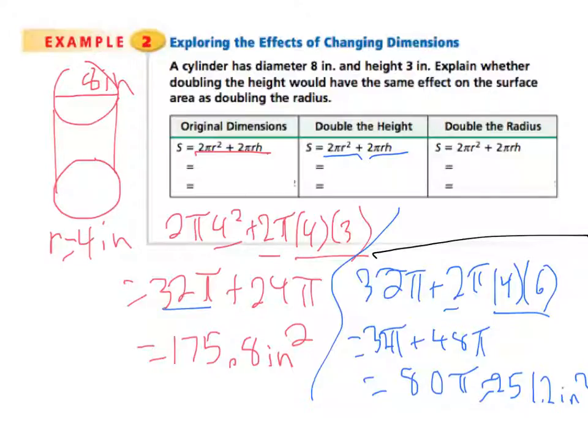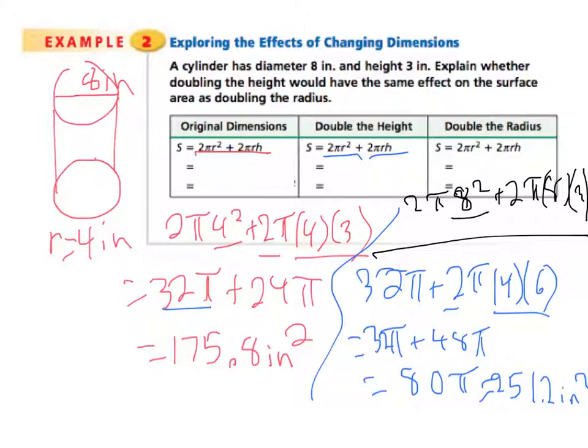Now the last one, it says double the radius. We want to double the radius. So it's going to be 2 times pi times the radius, which is 3. Oh, sorry, the radius is 4. So 4 doubled is going to get us 8 squared plus 2 times pi times 8 times the height, which is 3. Again, we're not doubling the height.